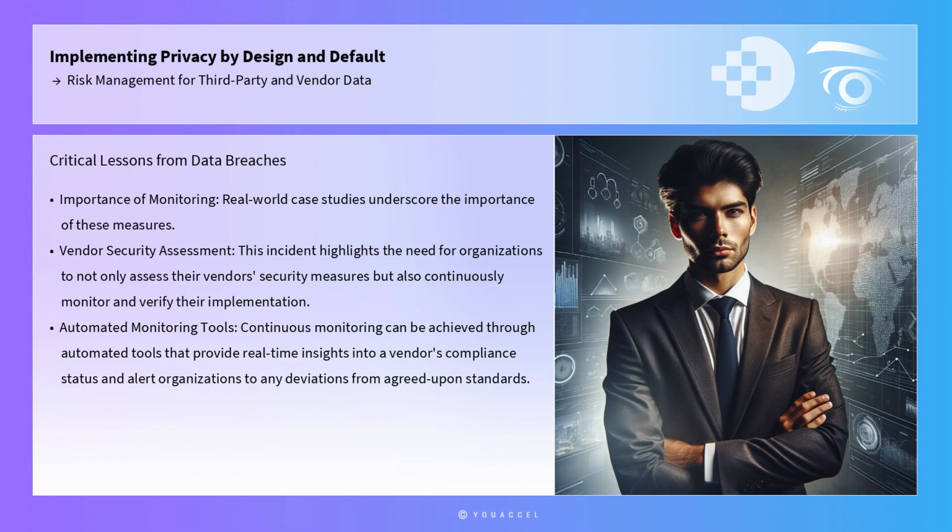Real-world case studies underscore the importance of these measures. In 2019, Capital One experienced a significant data breach that affected over 100 million customers due to a misconfigured web application firewall managed by a third-party vendor. This incident highlights the need for organizations to not only assess their vendors' security measures, but also continuously monitor and verify their implementation. Continuous monitoring can be achieved through automated tools that provide real-time insights into a vendor's compliance status and alert organizations to any deviations from agreed-upon standards.